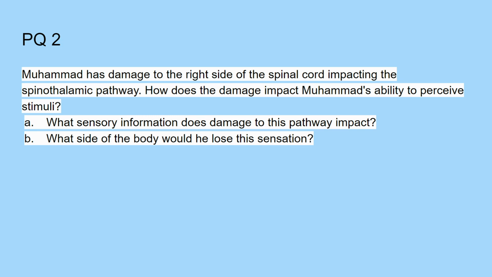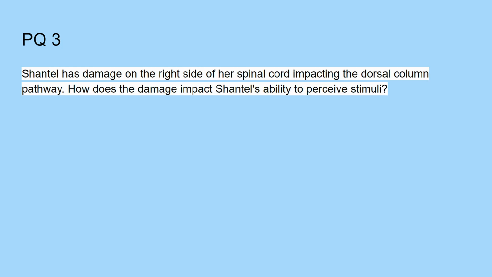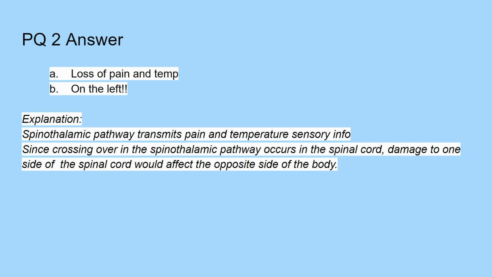Does anyone know? The left. Let me double check before I confirm or deny. Yeah. Okay, so it's on the left side of the body because crossing over occurs in the spinal cord. So damage to one side of the spinal cord would affect sensation on the opposite side of the body. If we were talking about the dorsal pathway, then damage to one side of the spinal cord would affect the same side of the body because crossing over is in the brain.